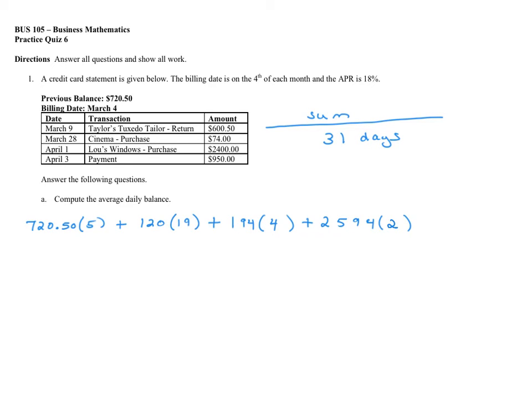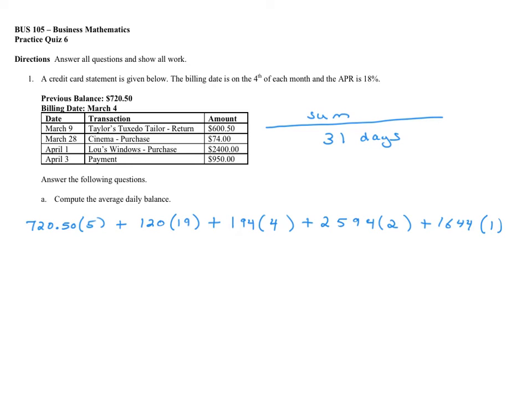But then on April 3rd, there was a payment. Okay, great. Well, this is good. A payment means we're going to take this amount and subtract off $950 to actually lower the balance on the account. So I'll subtract $950 from this number here. Okay, and if we do that, that's $1,644. And then that's the balance on the account until we reach April 4th. So that's a total of 1 extra day.